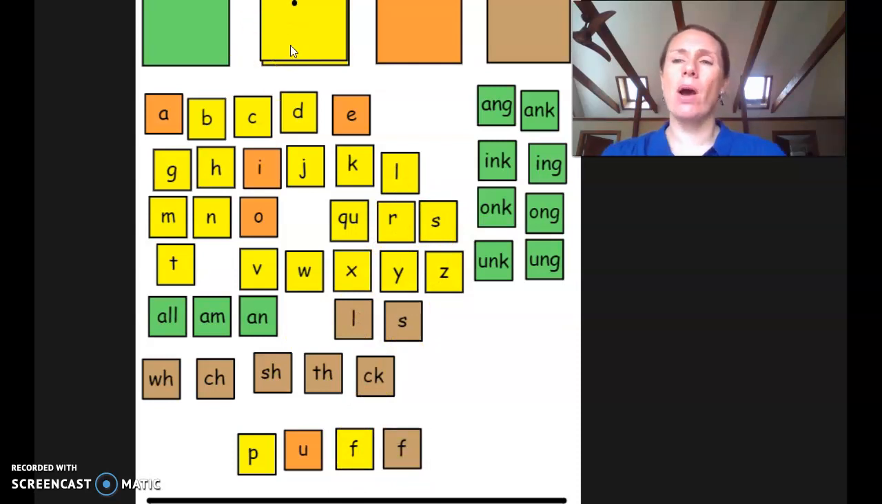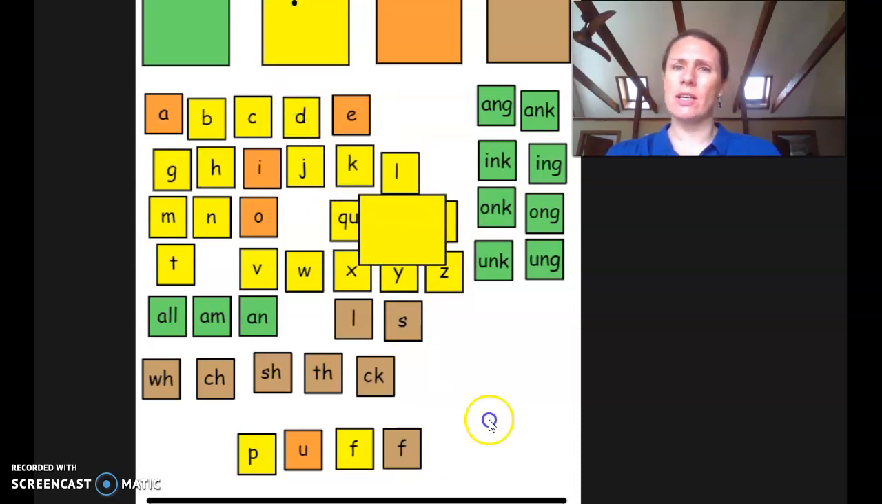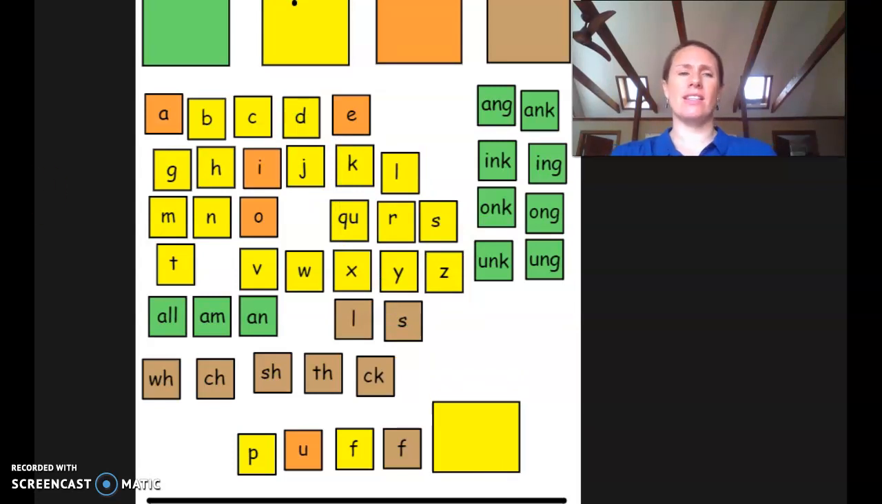Now we have to make it say puffed. Should I just pull down this D? Is that puffed? No, it sounds like just a D, but it's a suffix ed, so it means it already happened. He already huffed and puffed from running so much.